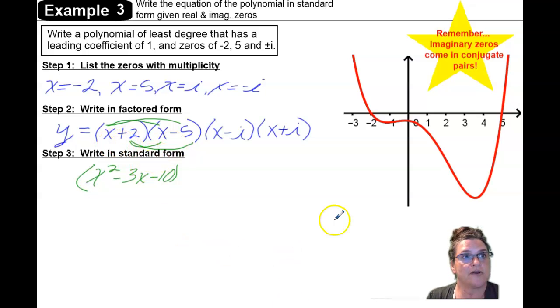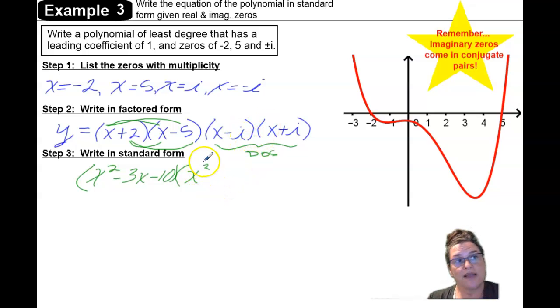Okay, then I'm going to look at my x plus i, x minus i factors. Those are a difference of squares. And I can use the difference of squares shortcut then to square the first. x times x is x squared. Then I'd have a minus and I'd square the last. i times i is i squared. But remember, i squared is negative 1. So x squared minus i squared is actually x squared plus 1, because minus a negative is a positive.